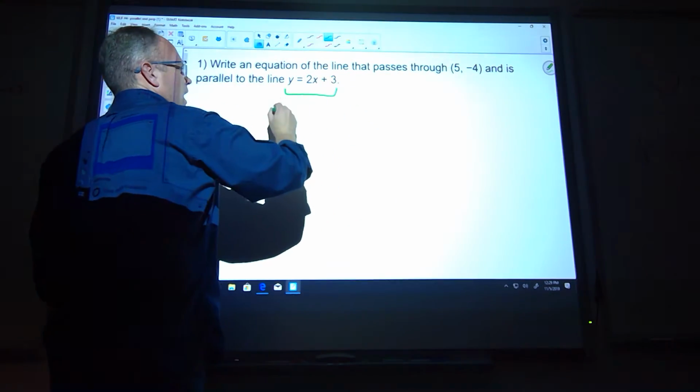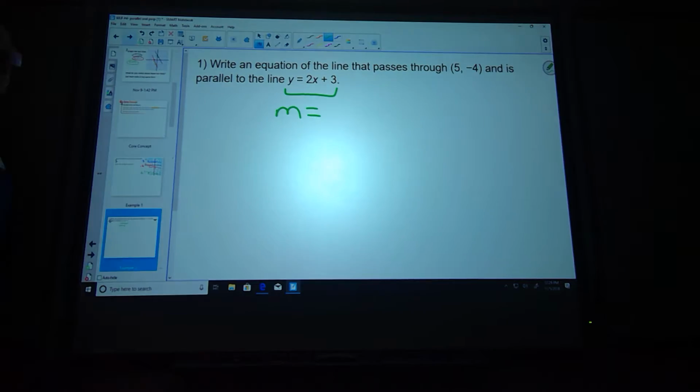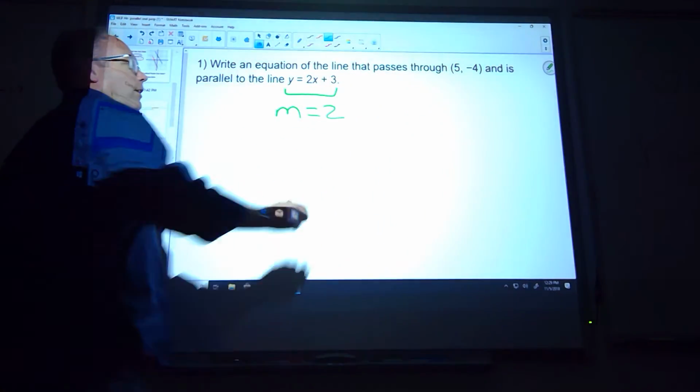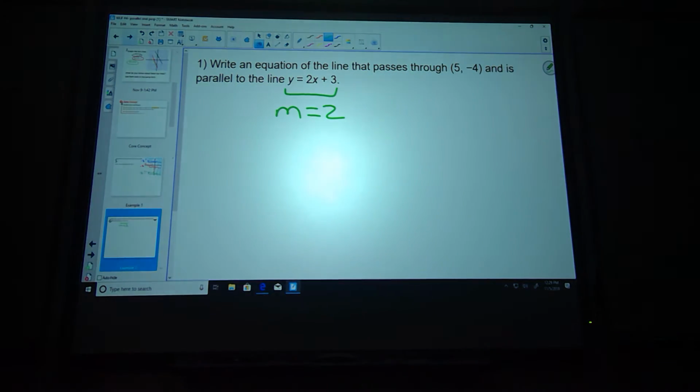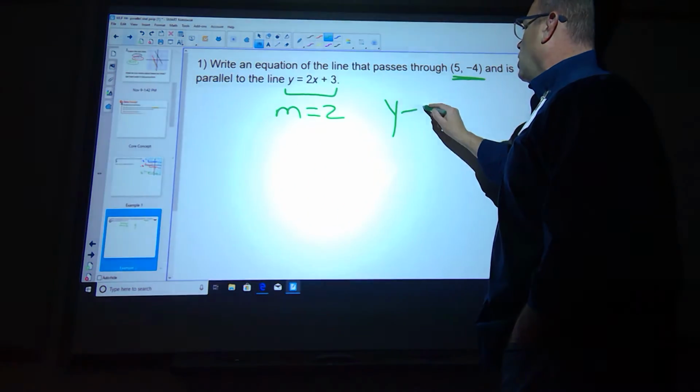This equation here has what for a slope? 2? 3 is the y-intercept. So what do you know about parallel slopes? Are they always the same? Yeah. Always the same? Okay. They never touch. So I'm going to use this point, and I'm going to use my point slope.